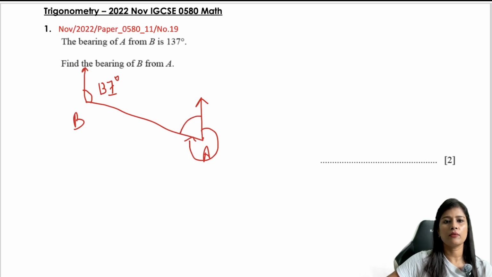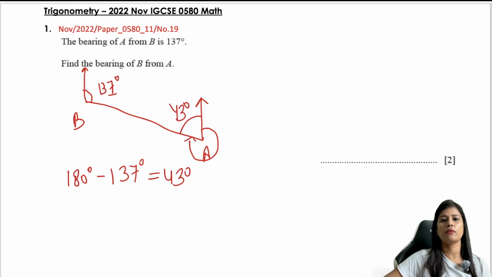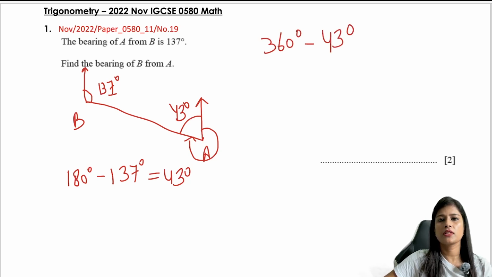So this angle will be 180 degrees minus 137, which is 43 degrees. So this angle is 43 degrees. So the bearing of B from A will be 360 degrees minus 43 degrees, which is 317 degrees.